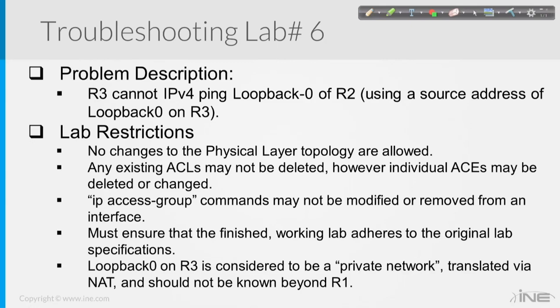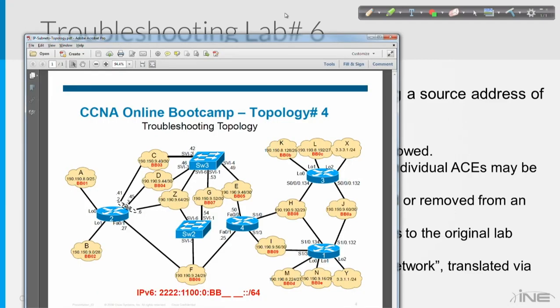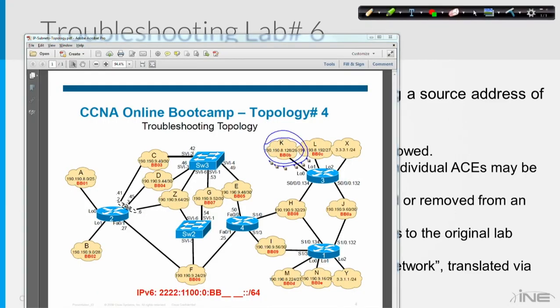So it's very important that we realize that this particular network is intentionally not supposed to be known beyond router 1. So if we go here, we are told that this particular network is private. Router 3 clearly knows about it because he's directly connected. Router 1 should know about it, but no other devices on this side of this circle should know about that network. So that tells us that router 1 is most likely the router that's doing the network address translation of this private network.